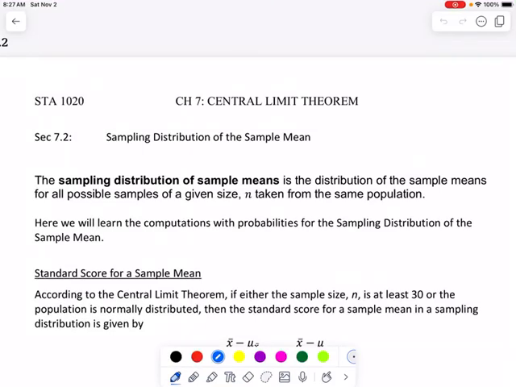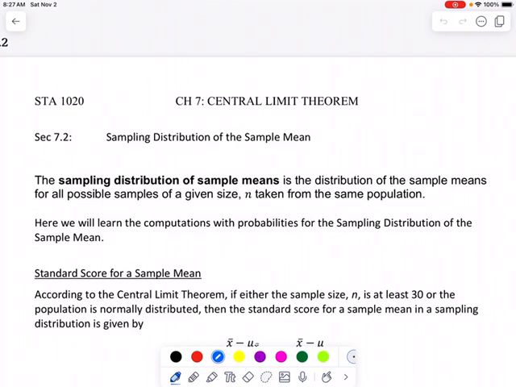We are back with section 7.2, and this is about the sampling distribution of sample means. We already saw the definition in section 7.1, and here it is again. The sampling distribution of sample means is the distribution of the sample means for all possible samples of a given size and taken from the same population.